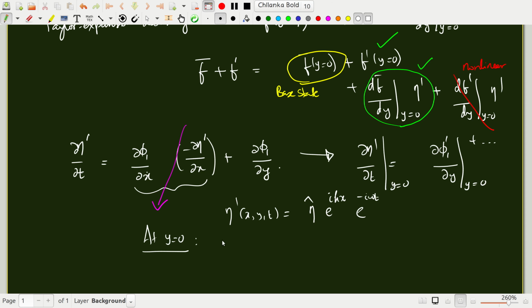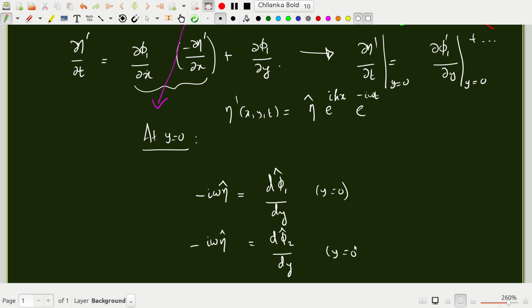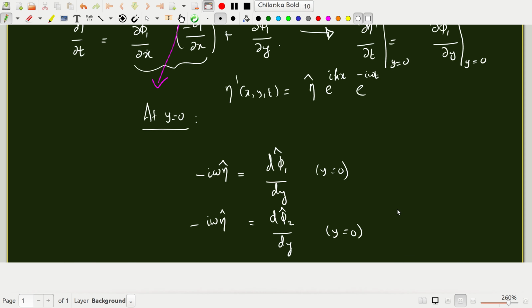This is the method of normal modes, right? So when I do this for this expression, I'll get minus i omega eta cap is equal to, now the partials will become ordinary, d phi 1 by dy at y equal to 0, and similarly minus i omega eta cap is d phi 2 by dy, again at y equal to 0. These are all linearized about the unperturbed interfacial location. So these are the two velocity continuity conditions.